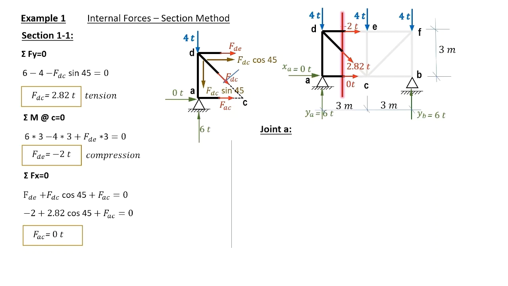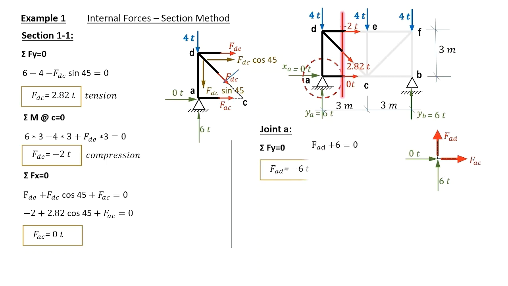Now we need joint A to compute the internal force in AD. As previously explained, we extract the joint A outside with all external and internal forces connected to the joint, and we take sigma forces in the y direction to compute AD to be minus 6 tons compression force.